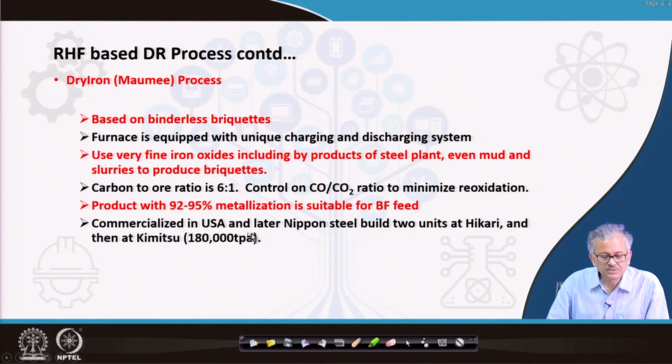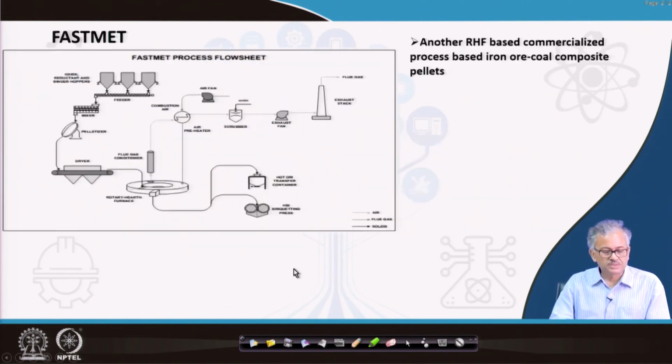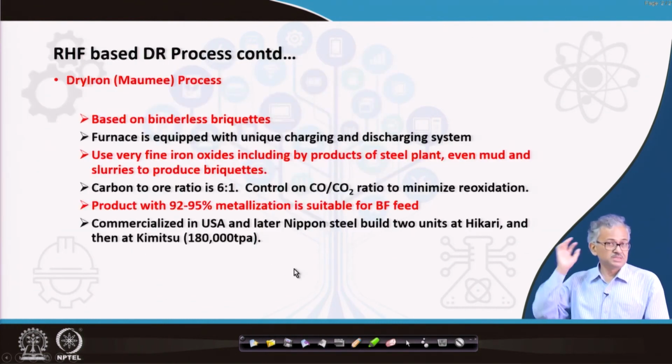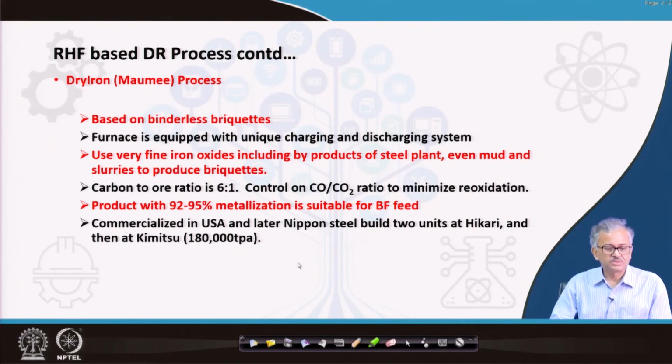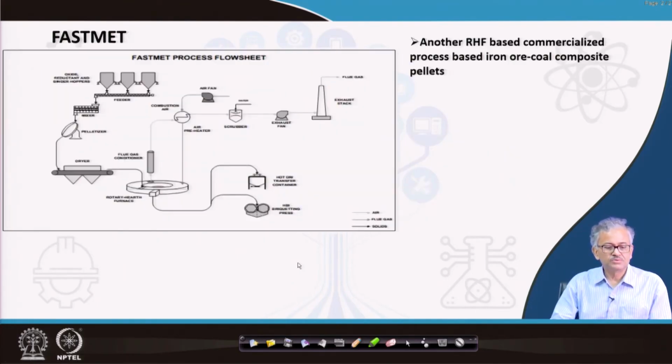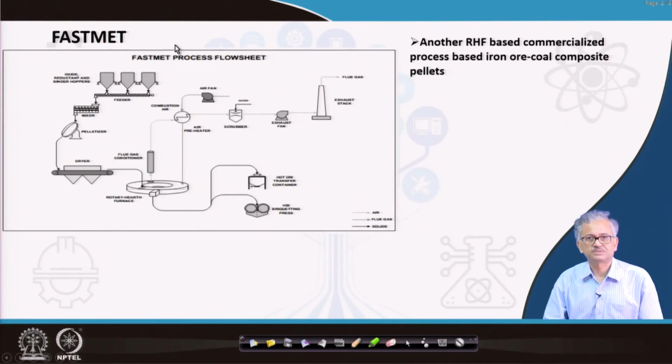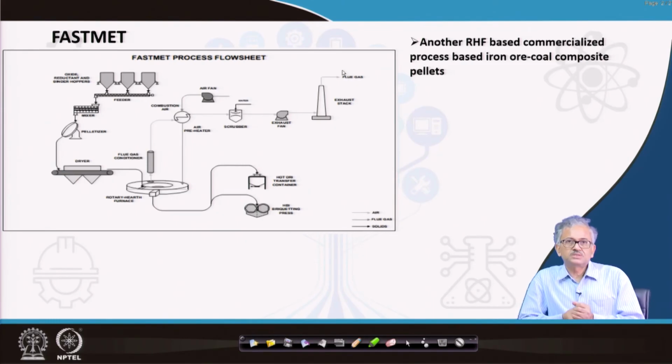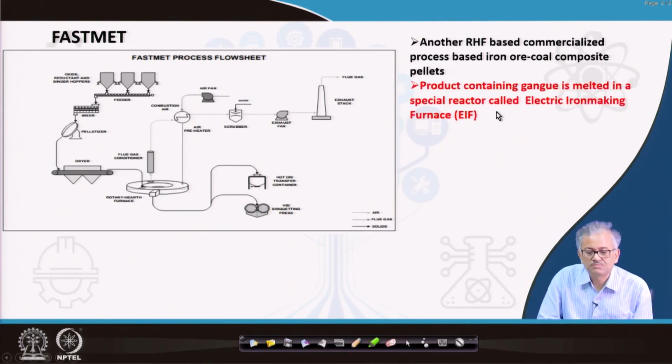It is commercialized in USA, and later Nippon Steel built two units at the Hikari and then Kimitsu plants. So, it is there. So, this is about the Dry Iron process. Another process we will go to is the Fastmelt process. Okay. This is another RHF based commercialized process based on iron ore coal composite pellets. This is also based on pellets.